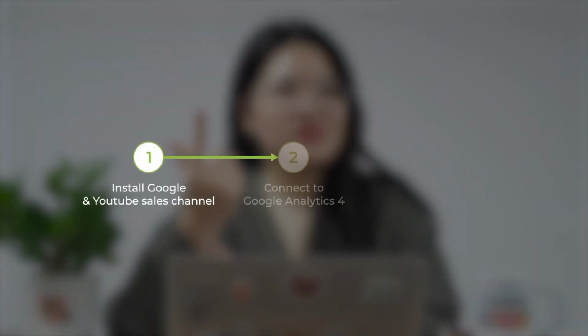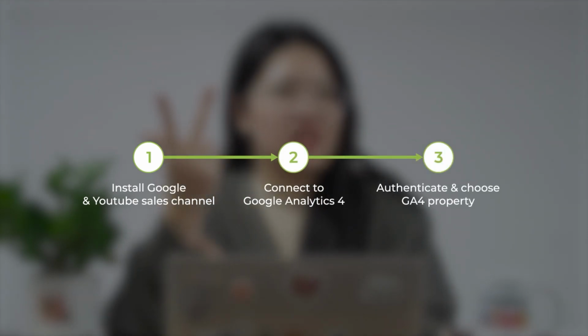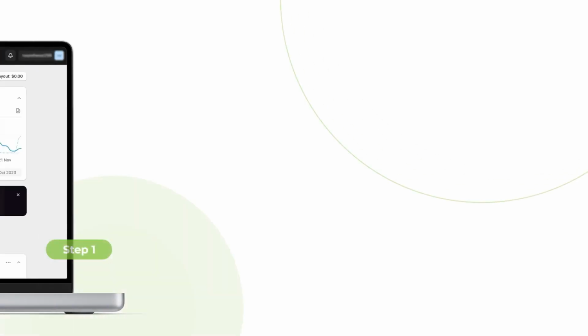Okay, let's break down how to set up Google Ads conversion tracking for your store using the Google and YouTube app. It's pretty straightforward, just 3 simple steps to get it done. Step 1, install Google and YouTube sales channel. Step 2, start connecting to GA4. And step 3, authenticate and choose GA4 properly.